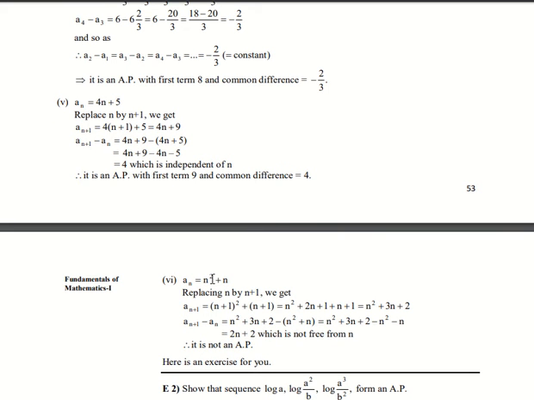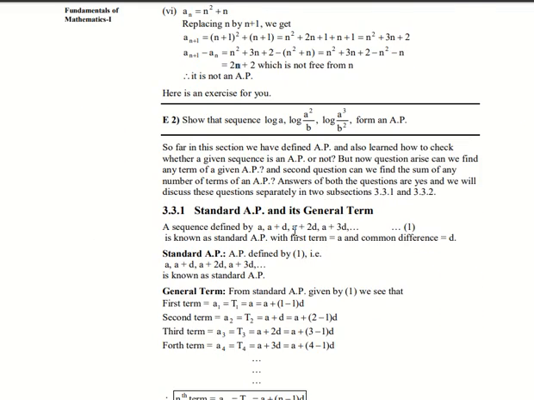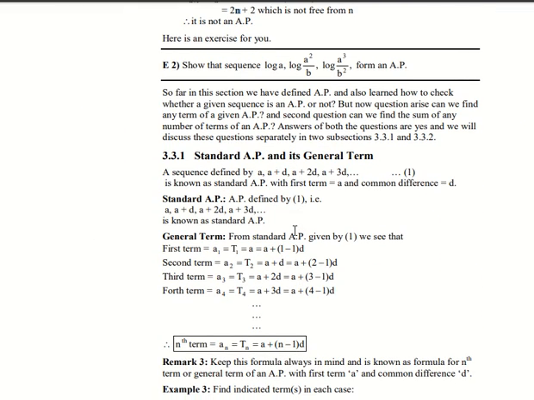Alright, similarly an is equal to n square plus n. We do the same thing, find it for n plus 1 and n, and take the difference. Now the value that we get is 2n plus 2, so it is dependent on n. n could be 1, 2, 3, so the difference is varying as per the value of n, so that's not an AP. Now do these exercises and we move on to standard AP and its general term.